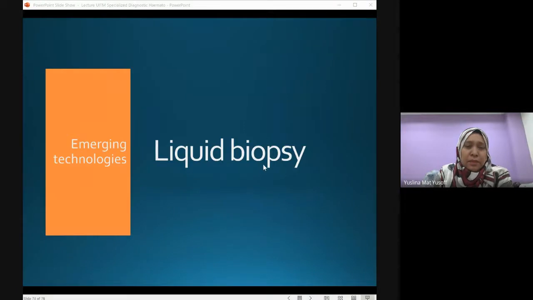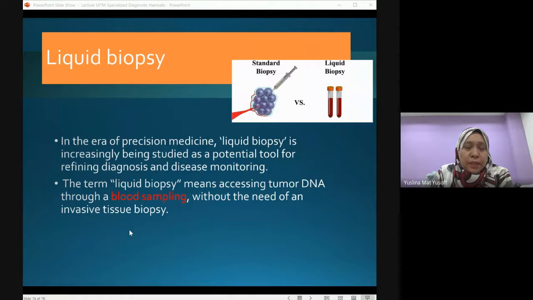So the next is imaging technologies. This is actually the last part. I just want you to know about this. So what is liquid biopsy? This is actually increasingly being studied because it is a potential tool for refining diagnosis and disease monitoring. The term liquid biopsy means we can assess tumor DNA through just simple blood sampling without the need of an invasive tissue biopsy. For example, a patient with lymphoma has a big lymph node, so we need to poke them to get the samples. But with liquid biopsy, we can detect disease just through simple blood taking.